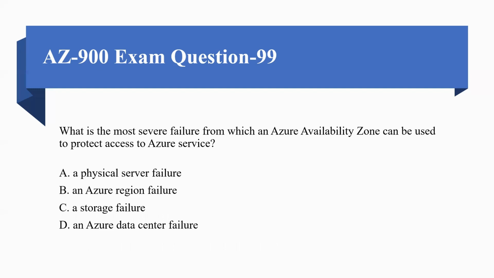Coming to question number 99, what is the most severe failure from which an Azure availability zone can be used to protect access to an Azure service? Option A, physical server failure. Option B, Azure region failure. Option C, storage failure. Or option D, an Azure data center failure. And the correct option is option D, Azure data center failure.